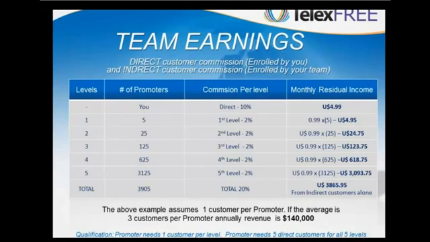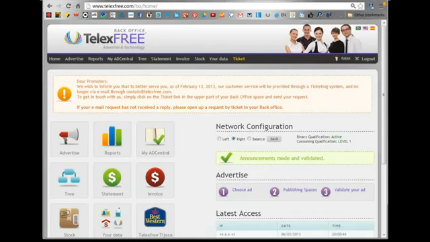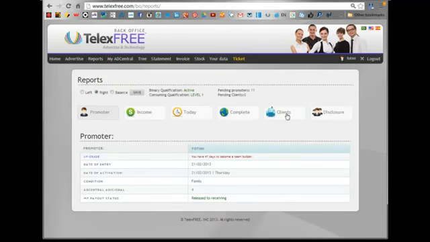Now this is a monthly renewal, whereas the unilevel sellback earnings we looked at before are weekly. So there's some weekly passive income, residual income, and there's going to be monthly residual income as well. We can also track this in our back office and see how many customers that ourselves and our downline have in our business. Once again, just click on reports, go to the clients section.